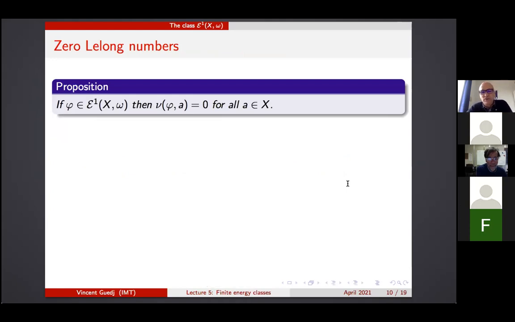Now I move on to a very important property of these E1 functions. Many of these functions are unbounded, but they have rather mild singularities. And here is one way, it's not the only one, but it's an important one, to make more precise the fact that they have mild singularities. For any function in E1, the Lelong number of this function at any point has to be 0. The proof goes like this.